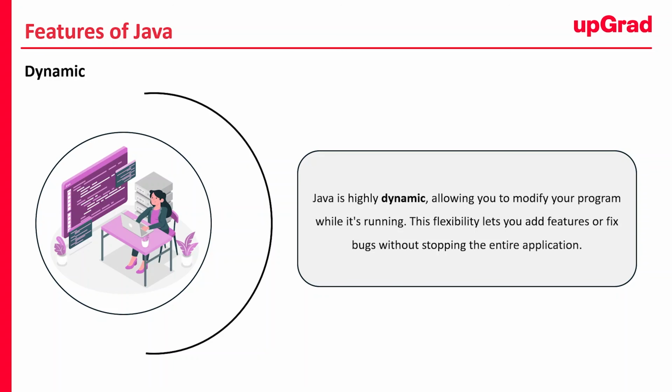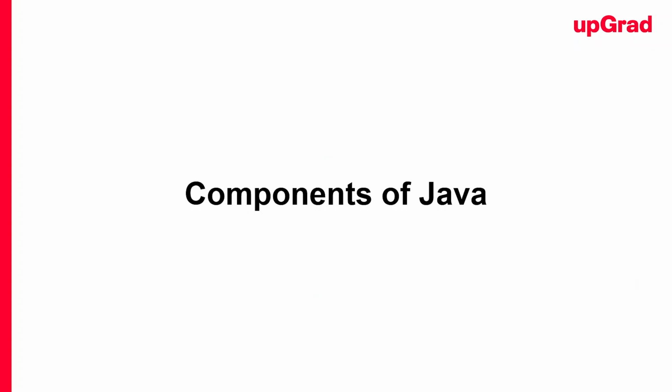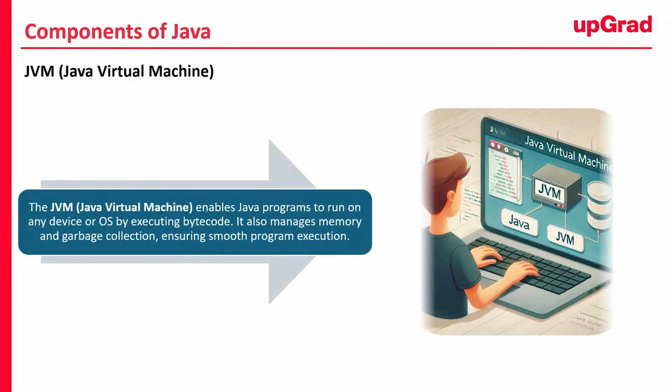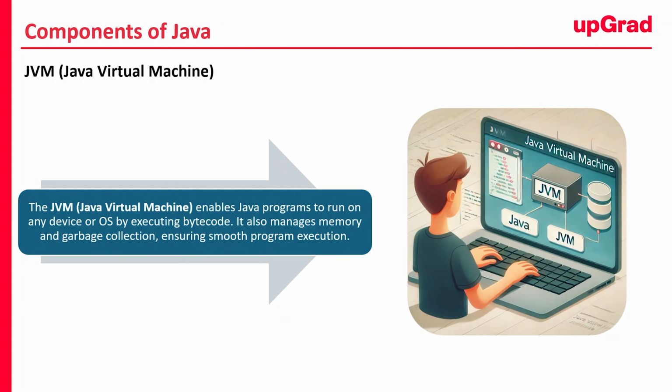Now let's understand components of Java. First up, we have the JVM, that is Java Virtual Machine. This is super important because it is what allows Java programs to run on any device or operating system. The JVM takes the Java code you write, which gets turned into bytecode, and runs it. It also handles things like memory management and garbage collection behind the scenes, making sure your program runs smoothly.